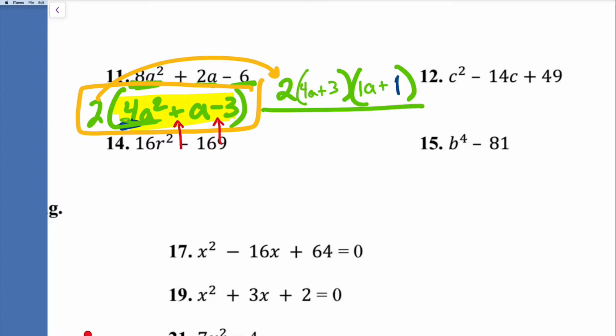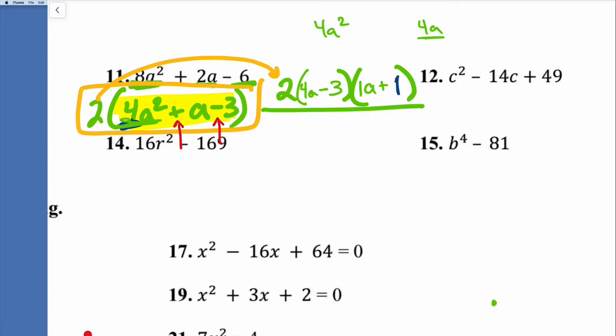4 times 1 is going to be a positive 4a, right? I know this times this is 4a squared, and then 4a times 1 is going to be a 4a. Okay? So if that's going to be a 4a, that must mean here I'm going to change this from a plus 3 to a minus 3.